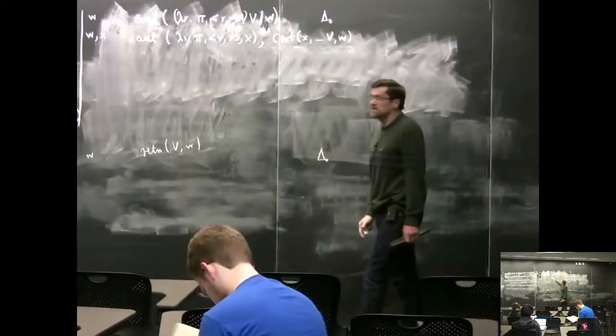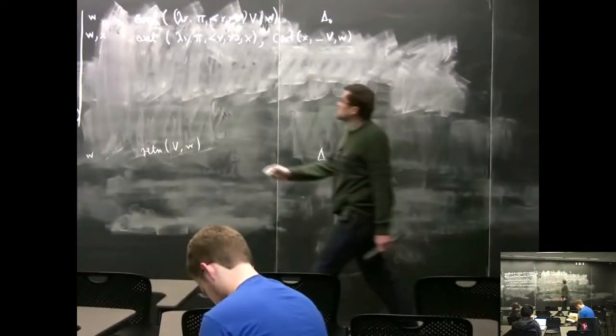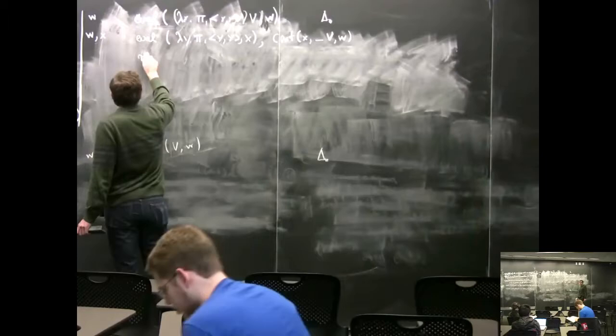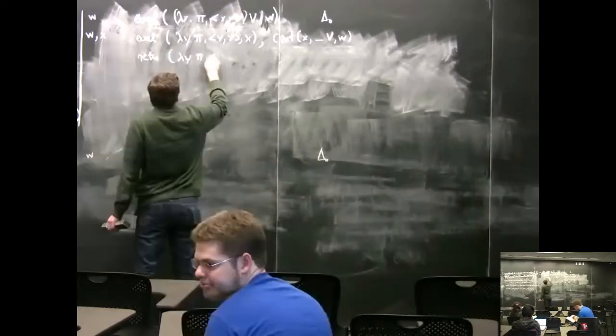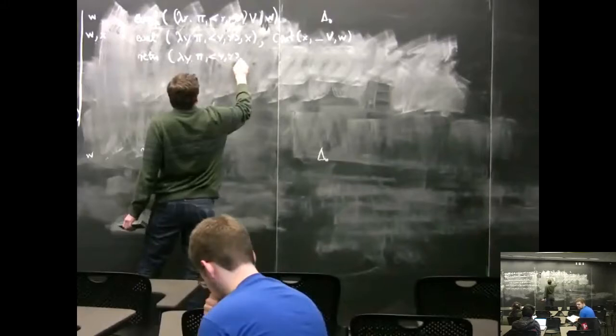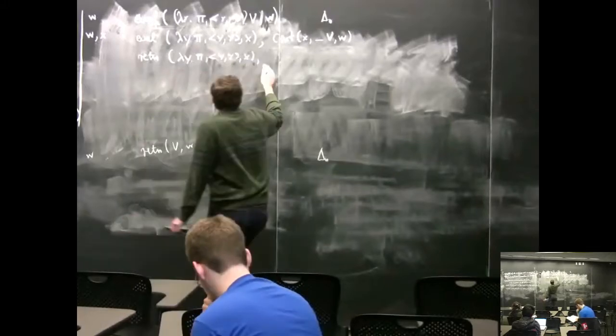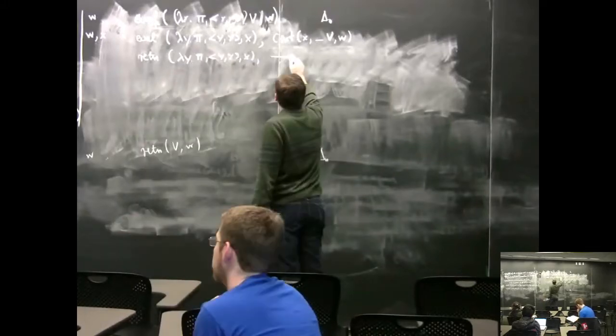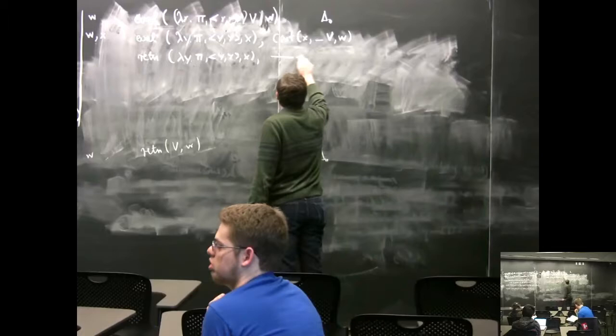Okay, now how does this compute here? The eval lambda y pi 1 of y. Yep, so we just return lambda y pi 1 of pair y to x. And the continuations should stay the same.